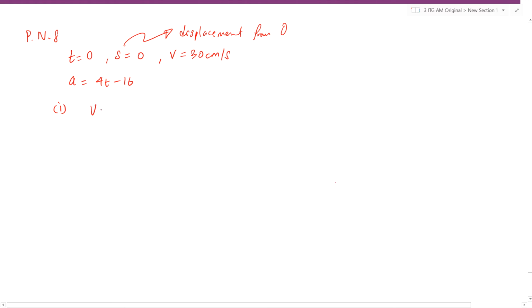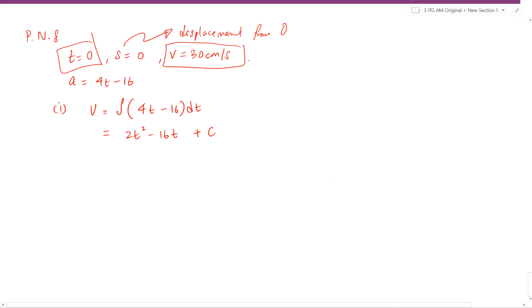So part 1, v, velocity is given by integrating our acceleration. Integrate 4t minus 16 with respect to time. 2t squared minus 16t plus c. C is an arbitrary constant, but in this case, it is not that arbitrary because we know that when t equals 0, velocity is supposed to be 30. Now we have to find out the value of c to know exactly what the expression for velocity is. When t equals 0, v equals 30.